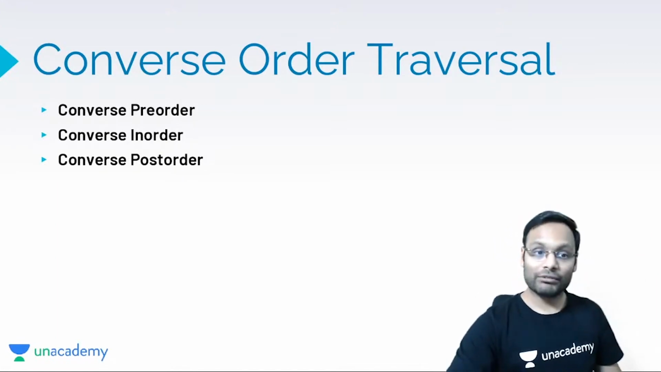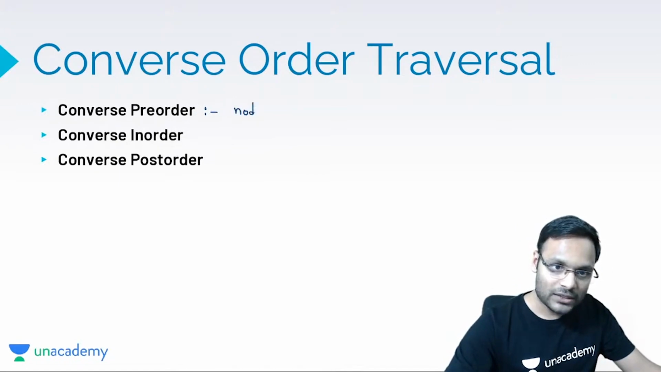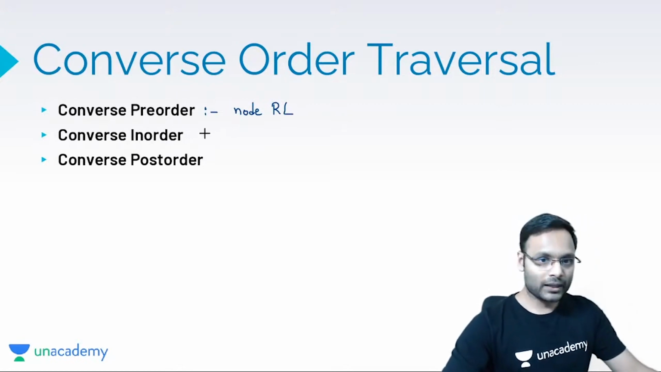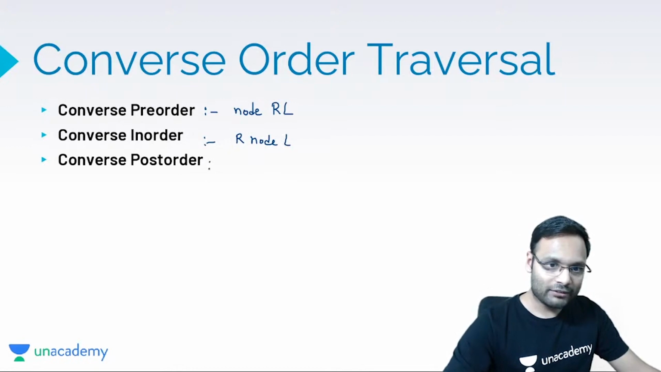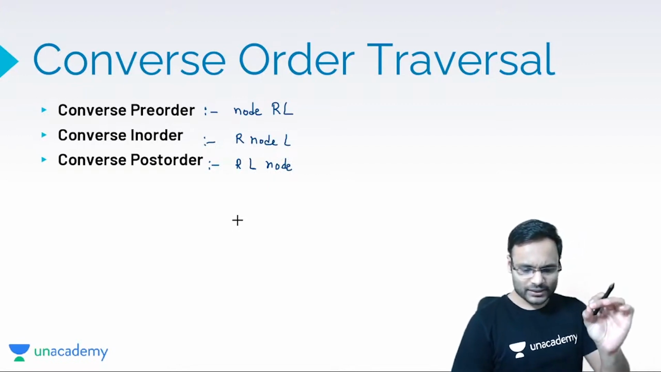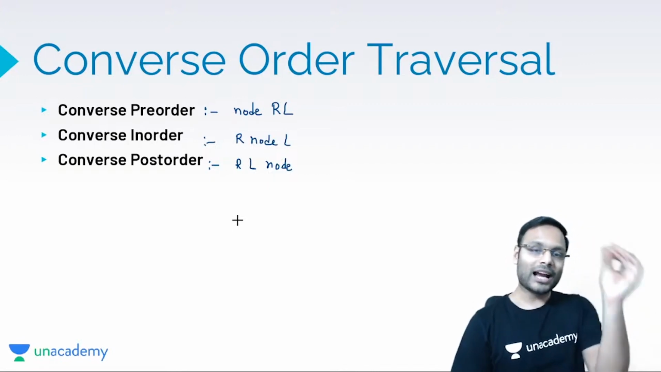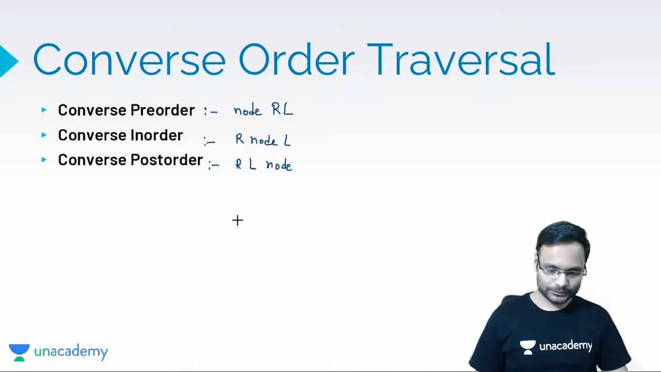That's the only difference. So converse pre-order traversal says we will traverse the node first, but after that we will go towards the right subtree first, then the left subtree recursively. In the in-order traversal, we traverse first the right subtree, then the node, then the left subtree. And in the post-order traversal, first the right subtree, then the left subtree, then at the end the node. Only thing is that we have the right subtree first before the left subtree. In the converse traversals, we have the same three types of traversals.